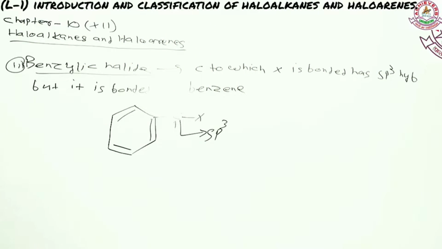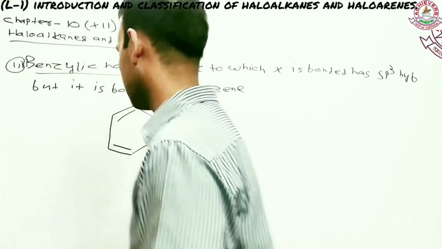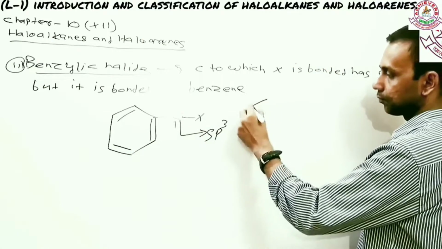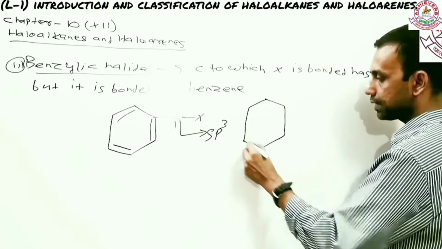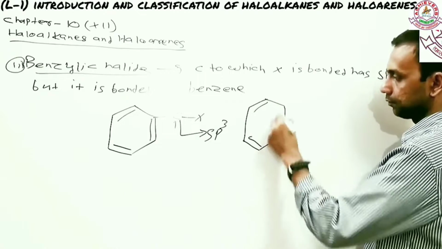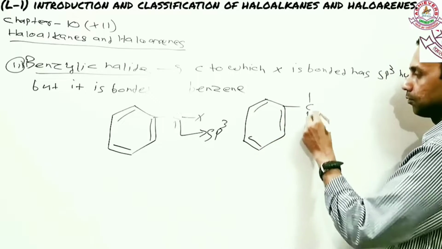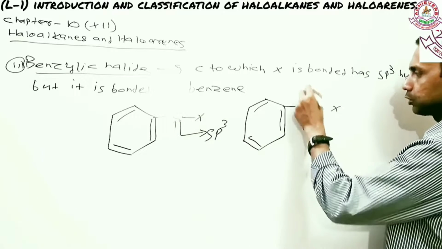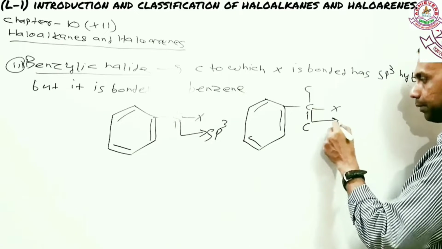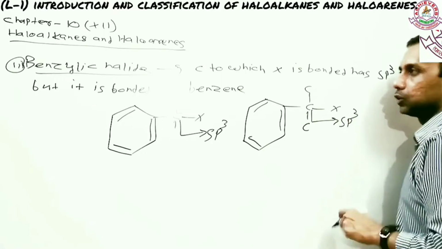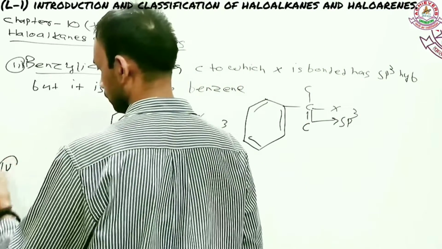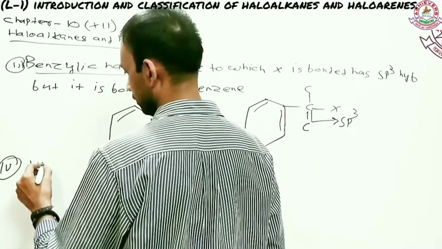Let's talk about the fourth one. The fourth one is vinylic. You need to understand what vinylic means here. Before that, let's take another example for this. This is also a case of benzylic halide. Their hydrogen may be there, but they can also be carbon. But this should also have a hybridization of sp3. So this is what benzylic halide is. Let's do the fourth one. The fourth one is vinylic.